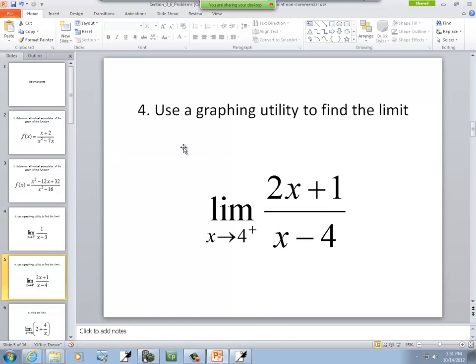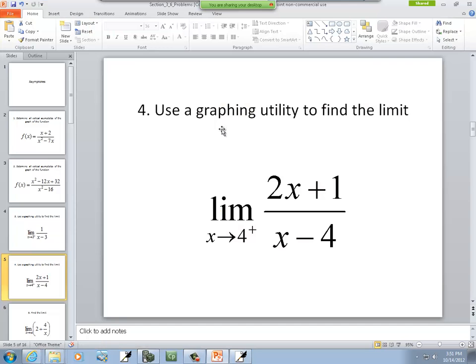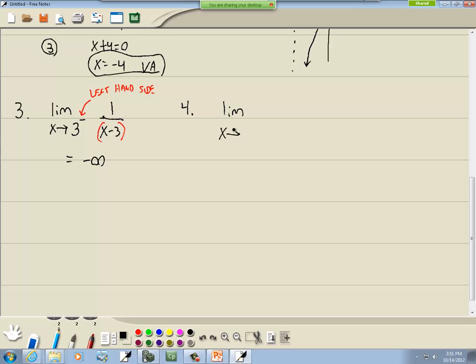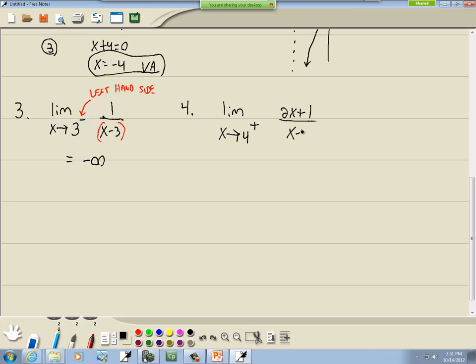Let's look at this next one. The limit as x goes to 4, what looks like a plus power, of 2x plus 1 over x minus 4. Well, this is what looks like the plus power. That means from the right-hand side. So we're studying the limit as x goes to 4 from the right-hand side of 2x plus 1 over x minus 4.